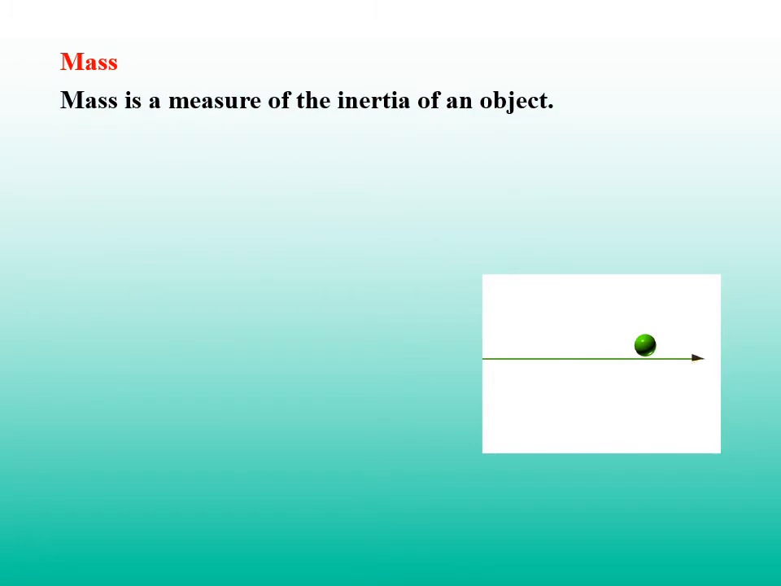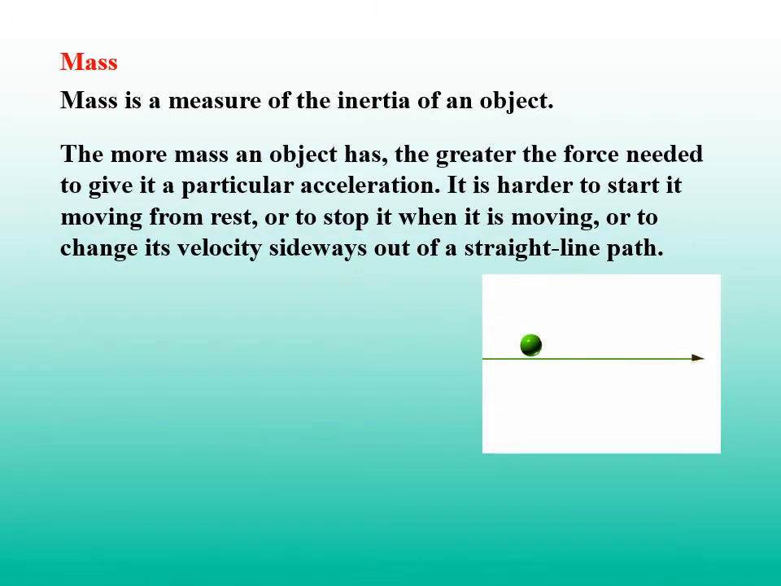Mass. What is mass? Mass is a measure of the inertia of an object. The more mass an object has, the greater the force needed to give it a particular acceleration. It is harder to start it moving from rest or to stop it when it is moving, or to change its velocity sideways out of a straight line path.